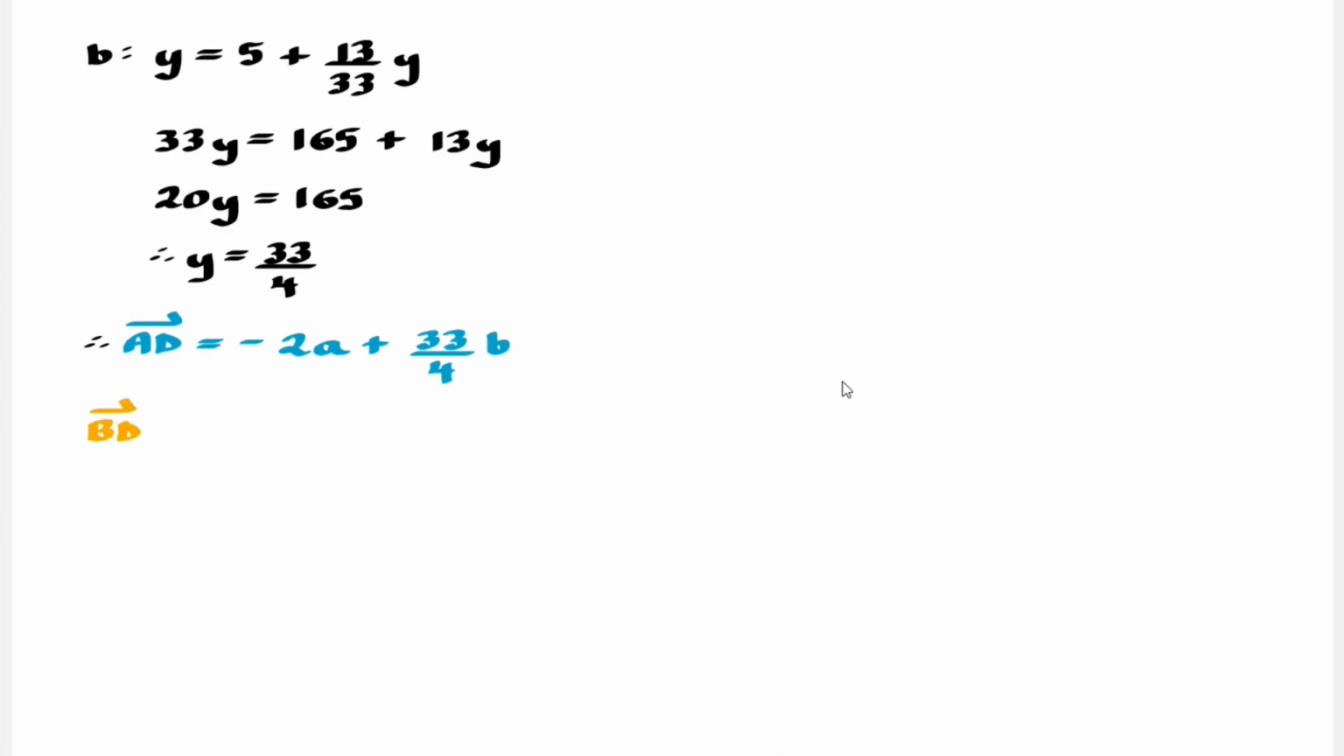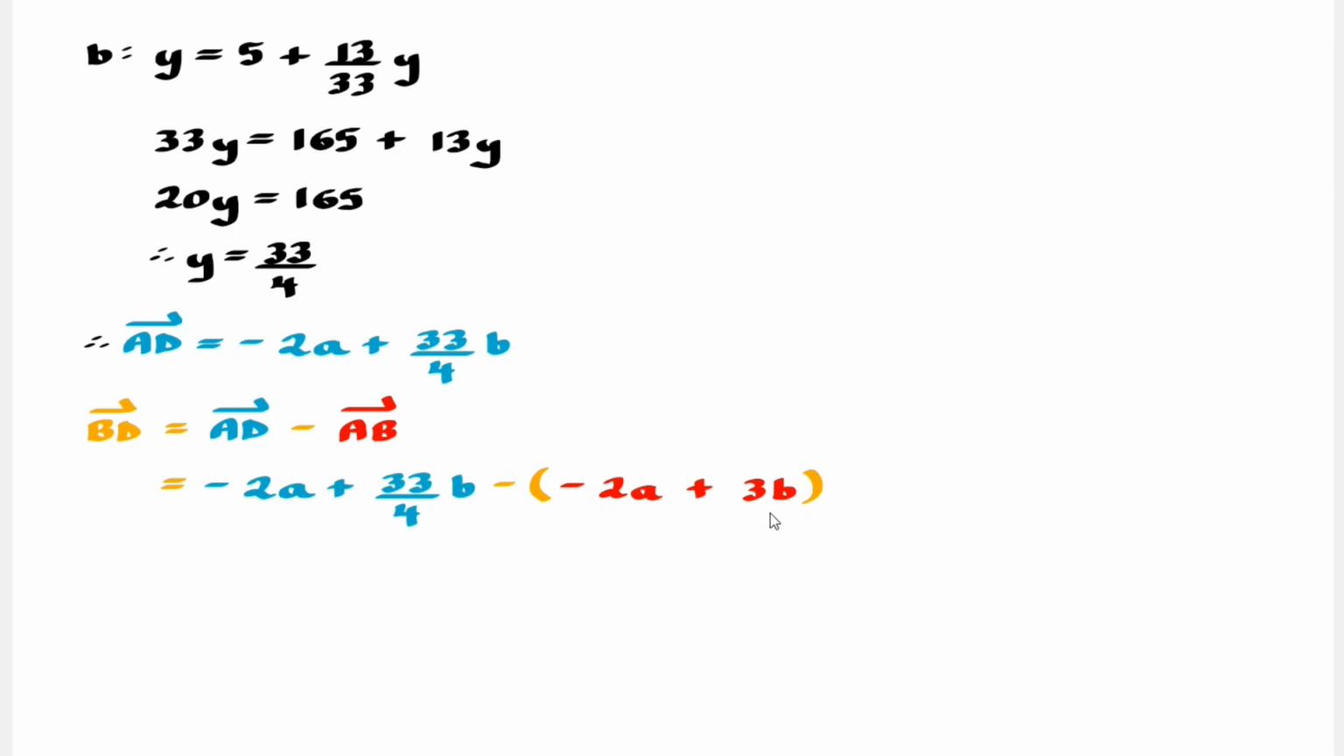And the vector BD is equal to the vector AD subtract AB. I know what the vector AD is, that's negative 2A plus 33 over 4B, and I subtract from this the vector AB, which I know is negative 2A plus 3B. Now, I've got negative 2A plus 2A, that's 0A, and then I've got 33 over 4B plus the negative 3B. So I end up with 33 over 4B subtract 3B, which is equal to 21 over 4B.